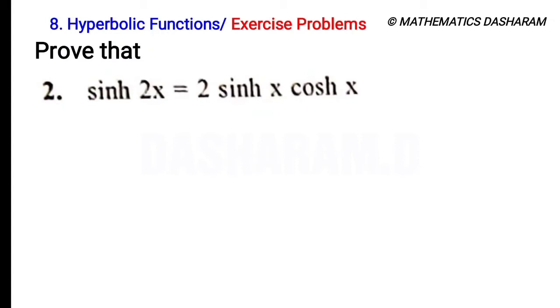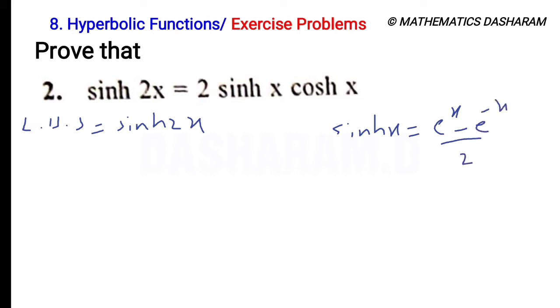Prove that the second problem is sinh 2x equals 2 sinh x into cosh x. So first in the LHS, sinh 2x. So actually the hyperbolic function of sin is (eˣ − e⁻ˣ)/2. But here substitute x equals 2x. So then what will happen? (e²ˣ − e⁻²ˣ)/2.